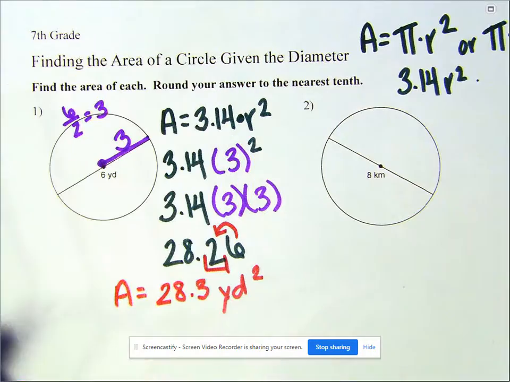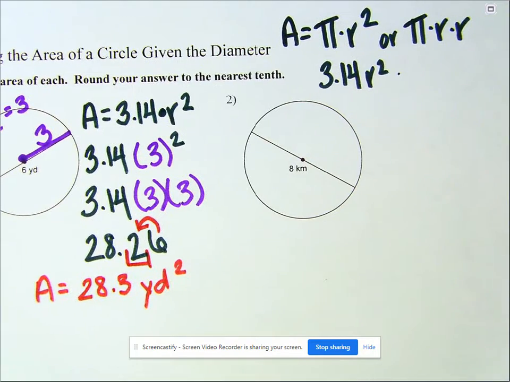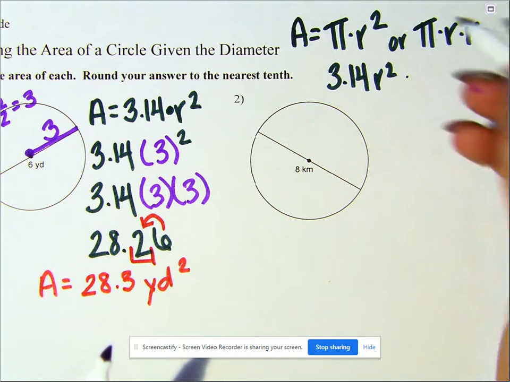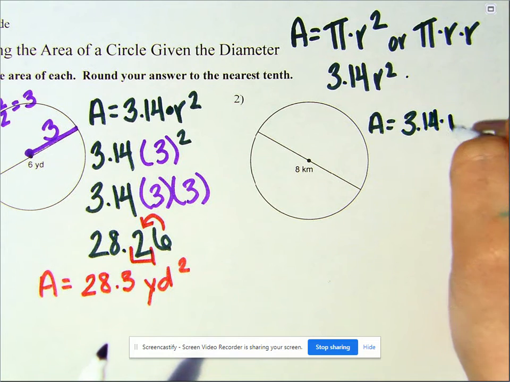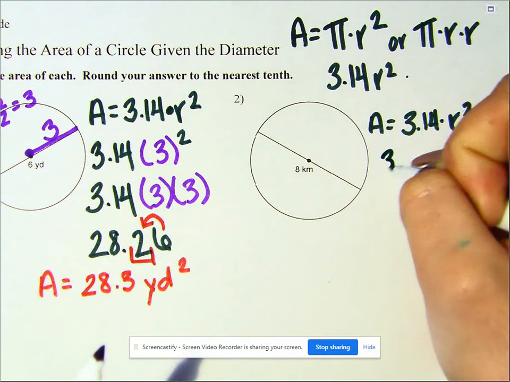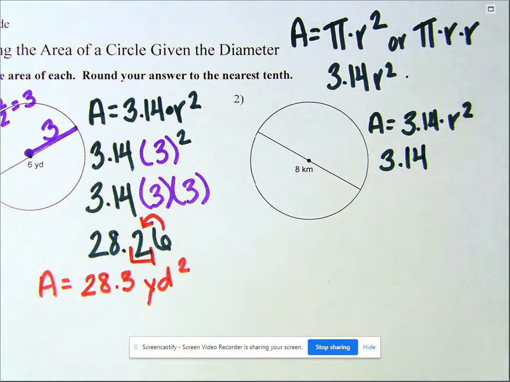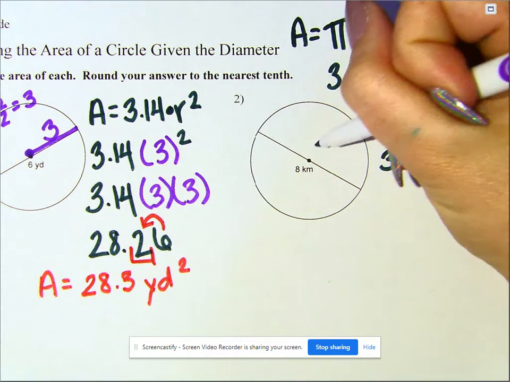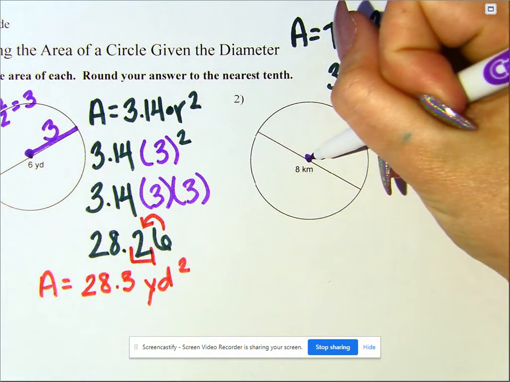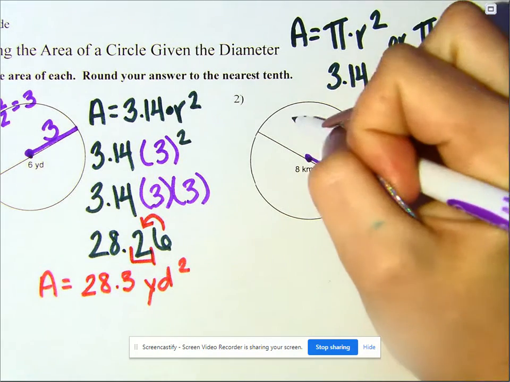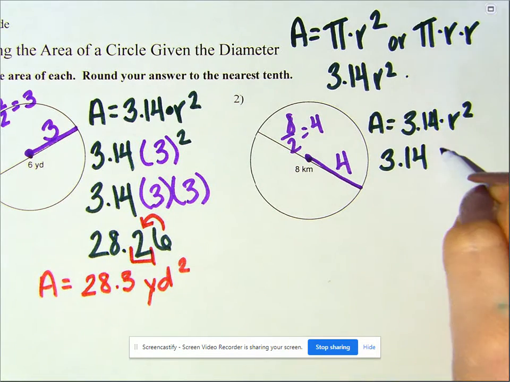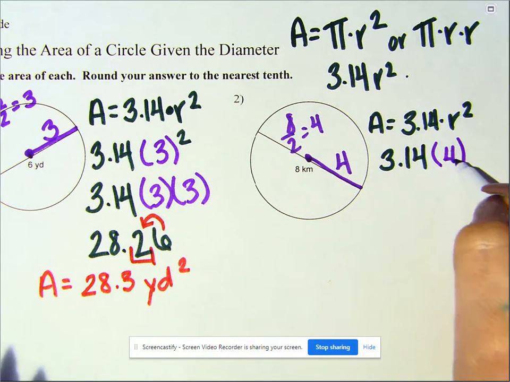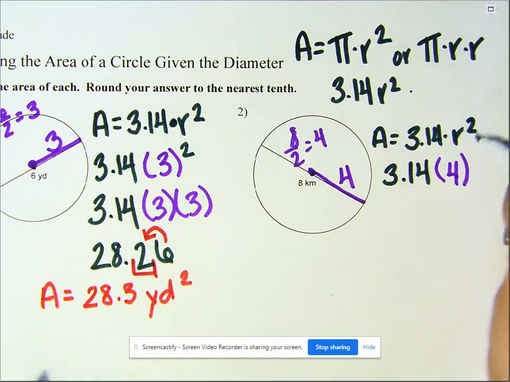Okay, number 2, same concept. We're still using the formula area equals 3.14 times radius squared. In this case, we need to find the radius because the diameter is given again. If the diameter is 8, half of that is going to be the radius. So 8 divided by 2 is 4, which makes our radius 4, which is the number I'm going to be putting into our formula for this particular problem.